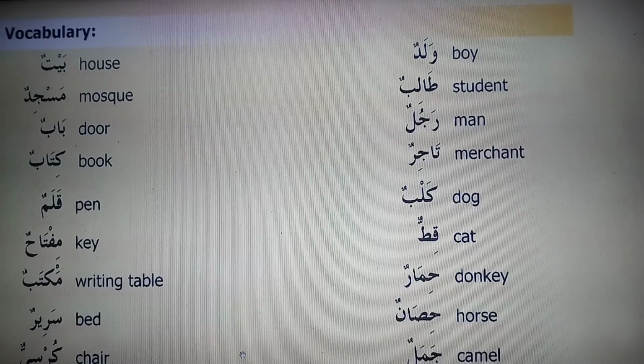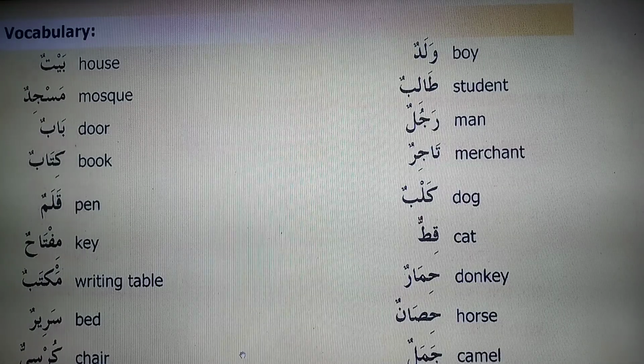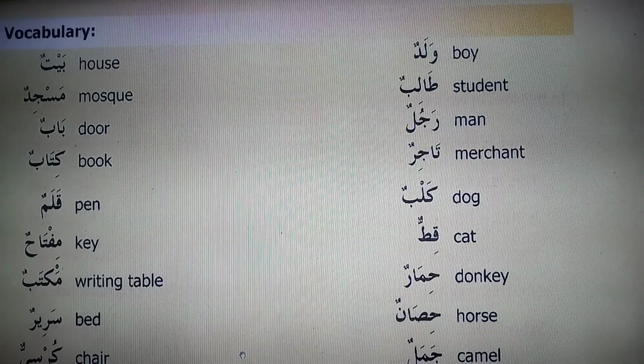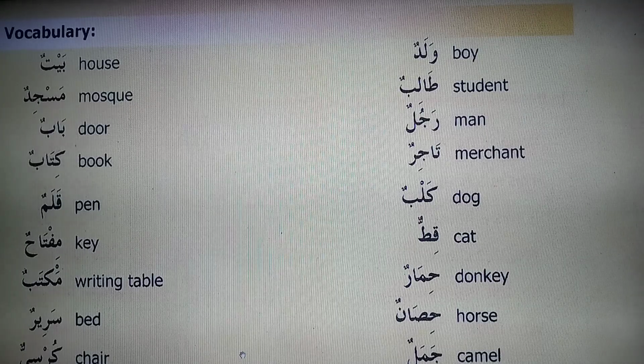So today we're going to revise the vocabularies that we have dealt with in lesson one. So very soon we're going to migrate from lesson one to lesson two.